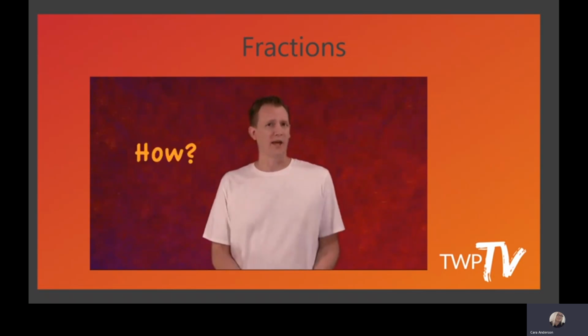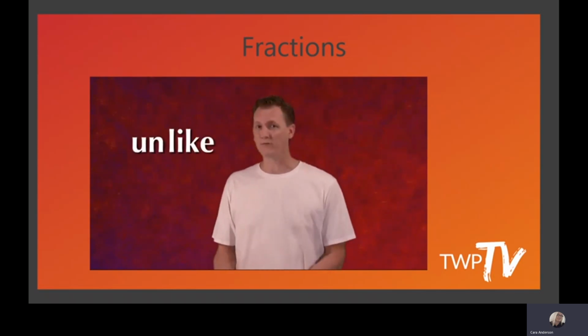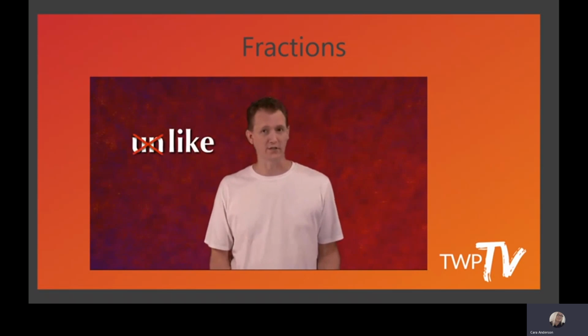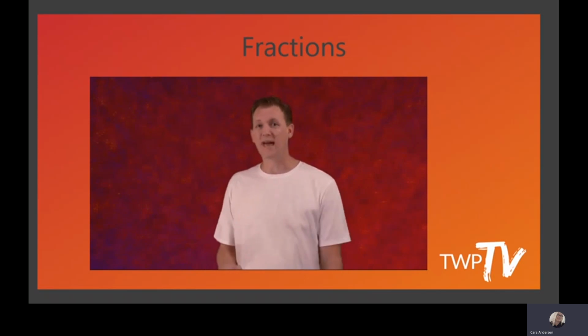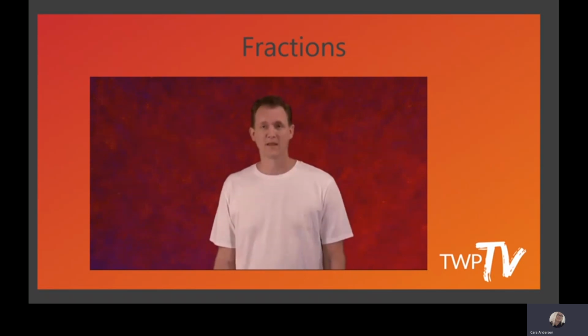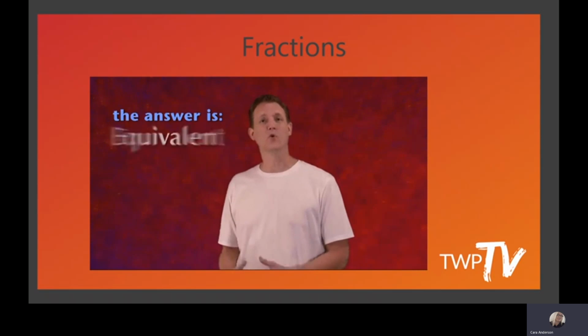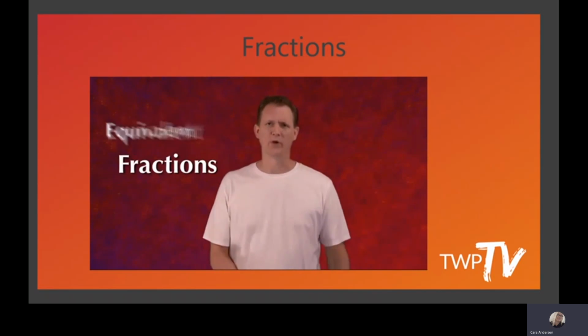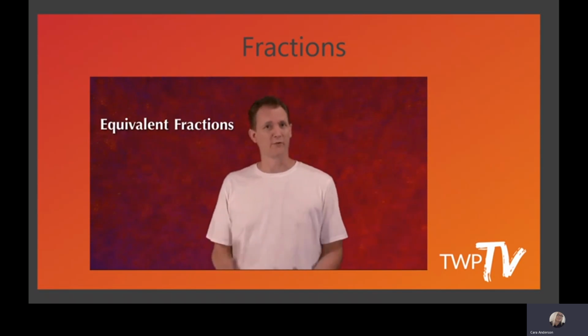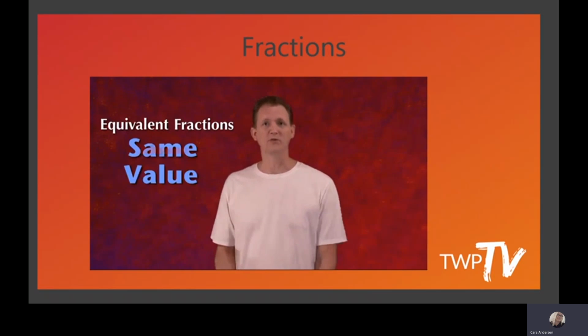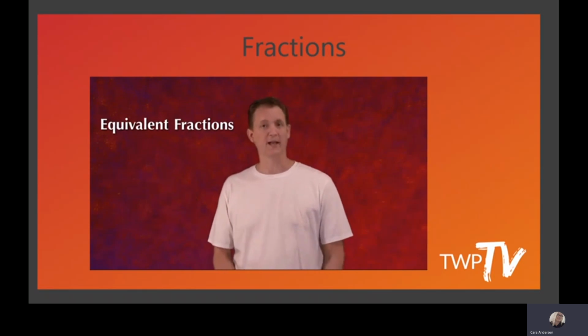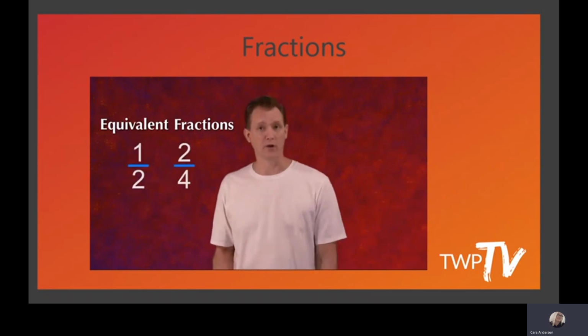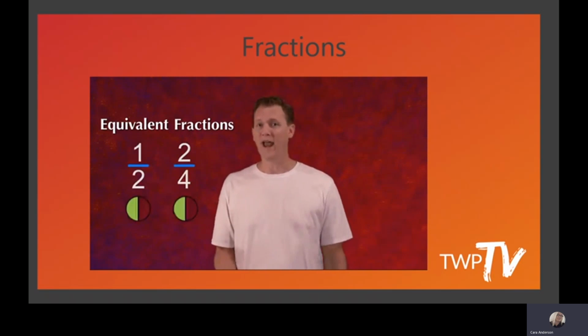All right then, how do we do that? How can we change two unlike fractions into two like fractions? How do we get our fractions to have a common denominator? The answer is we need to use equivalent fractions. You remember what equivalent fractions are, right? They're fractions that have the same value but use different top and bottom numbers, like 1/2 and 2/4. They both represent 1/2 but with different numbers.